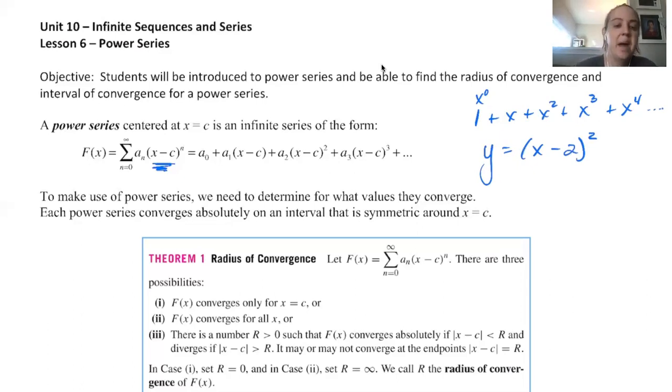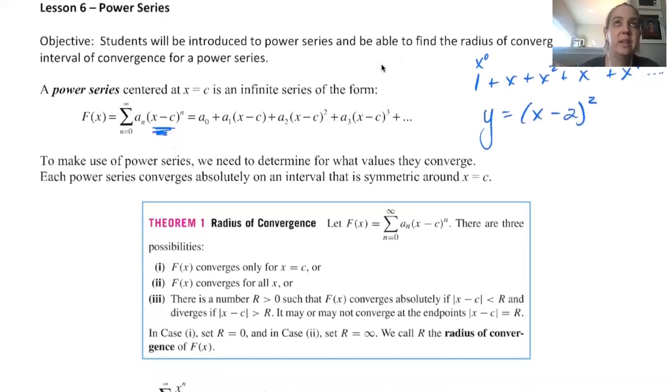So to make use of power series, we need to determine for what values they converge. Each power series converges absolutely on an interval that is symmetric around c. So when they converge, when does that power series actually match up with the function? When do those two things match? Your radius of convergence is where they absolutely meet up and match up.